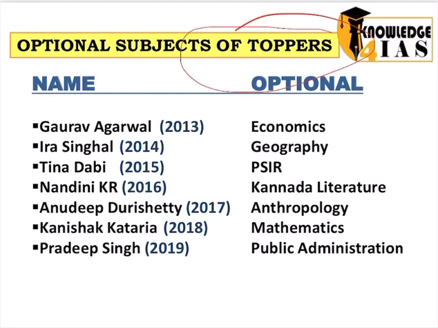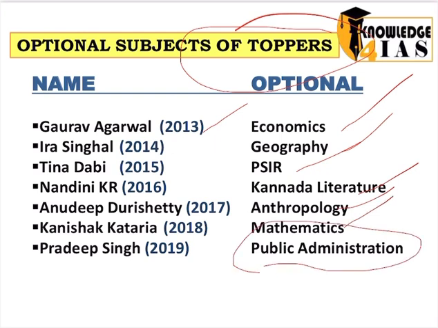Now let us see the optional papers of some of the past year toppers. So first is Gaurav Agarwal, 2013, he was from economics. Then Ira Singhal was from geography. Tina Dabi was from political science. Nandini Kiyar was from Kannada literature. Then Anudeep Shetty was from anthropology. Then Kanish Kataria was from mathematics. Pradeep Singh, that is the latest topper, is from public administration.